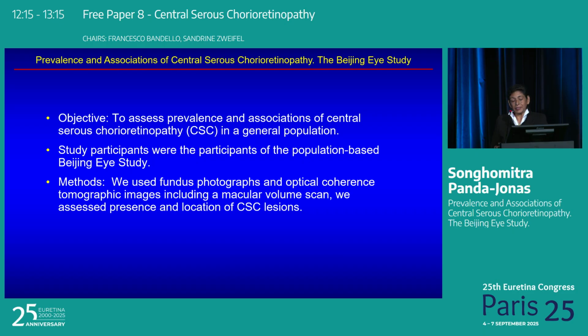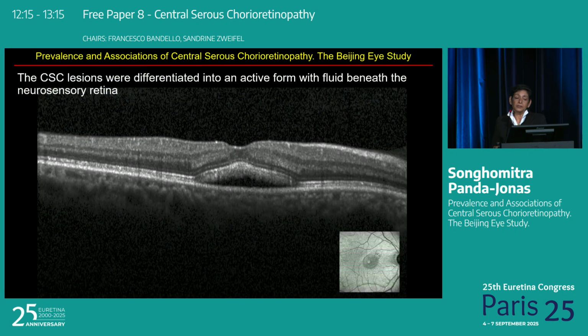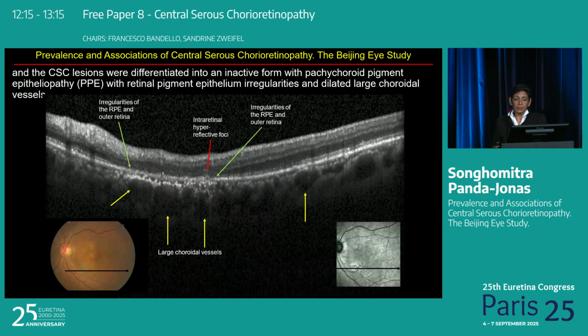We used fundus photographs and optical coherence tomographic images, including a macular volume scan, to assess presence and location of CSC lesions. The CSC lesions were differentiated into an active form with fluid beneath the neurosensory retina and an inactive form with pachychoroid pigment epitheliopathy, PPE, with retinal pigment epithelium irregularities and dilated large choroidal vessels.